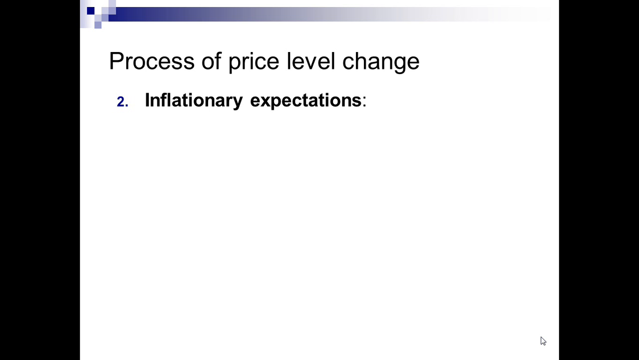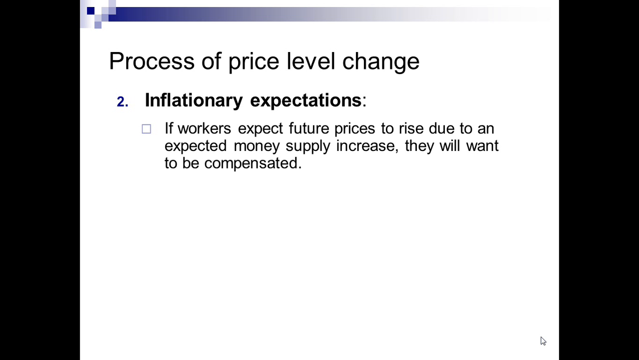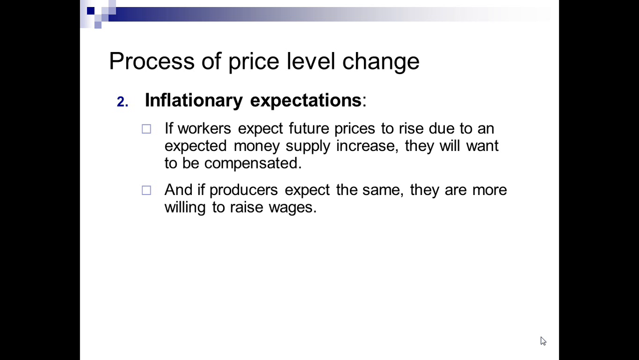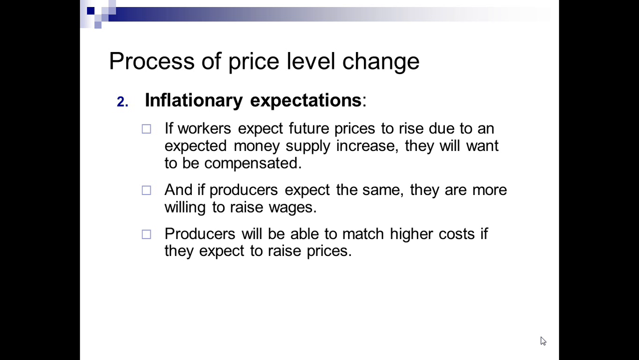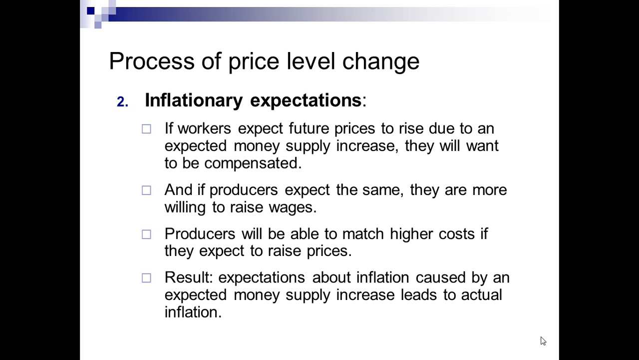Inflationary expectations will also help the price levels change over time. So this is how this works. If workers expect future prices to rise due to an expected money supply increase, and again, it's an expected permanent money supply increase, they'll want to be compensated for that. And if producers expect the same, then they're more willing to raise the wages. And producers will be able to match the higher costs if they expect that the prices of their goods will rise as well. So the result is that the expectations about inflation caused by an expected money supply increase will lead to actual inflation. This is what we call a self-fulfilling prophecy.